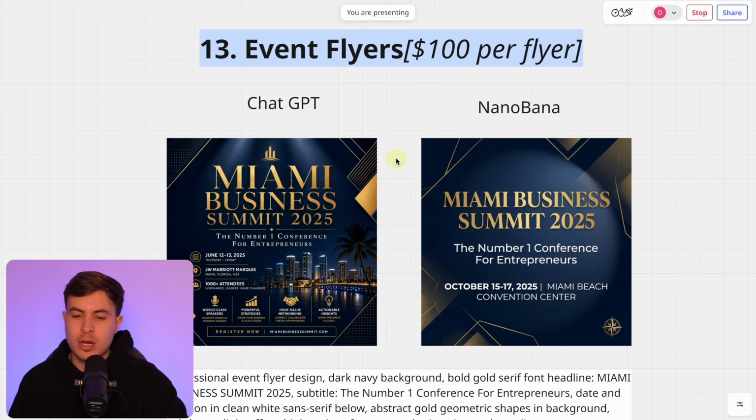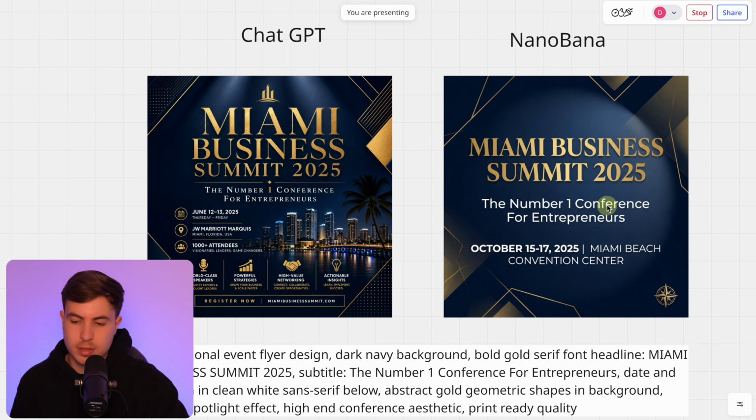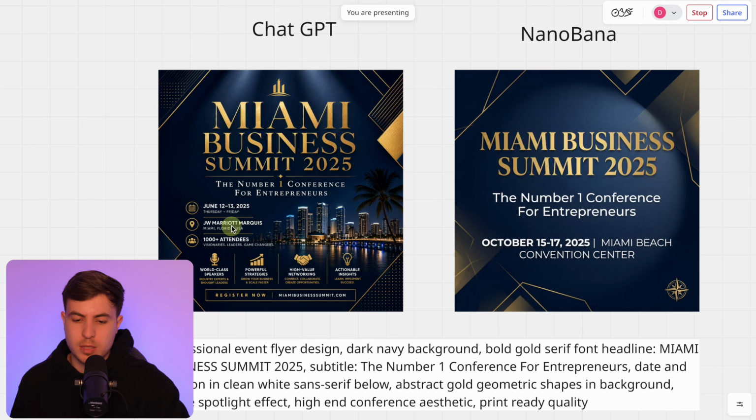And we see even more of that here at these event flyers. Look at the difference in quality. Nano Banana, this is shallow. This is like a kindergartner just found out about Photoshop and they decided to just go crazy. And then you have GPT, just like an experienced designer.